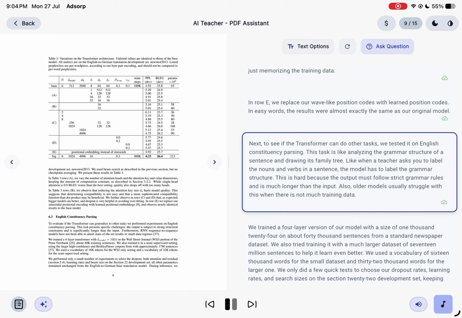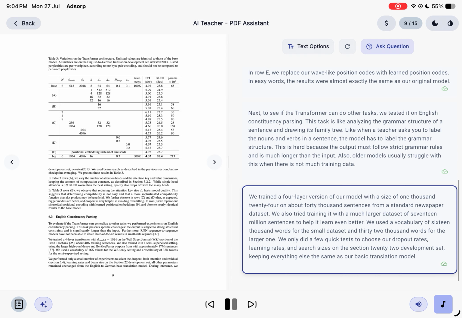Like when a teacher asks you to label the nouns and verbs in a sentence, the model has to label the grammar structure. This is hard because the output must follow strict grammar rules and is much longer than the input. Also, older models usually struggle with this when there is not much training data.